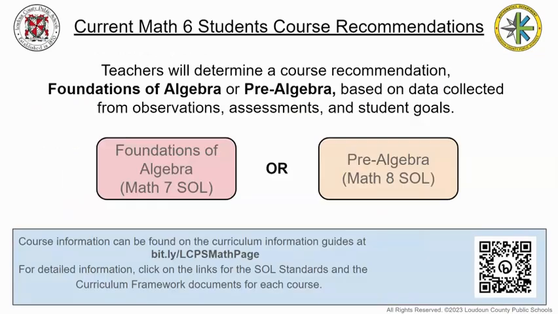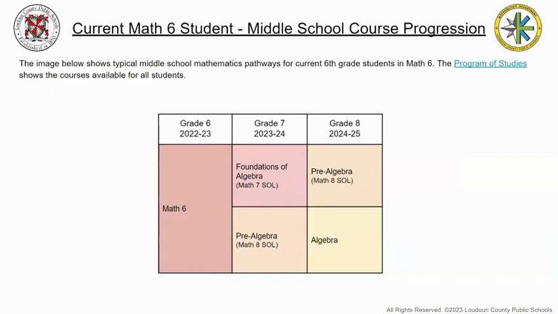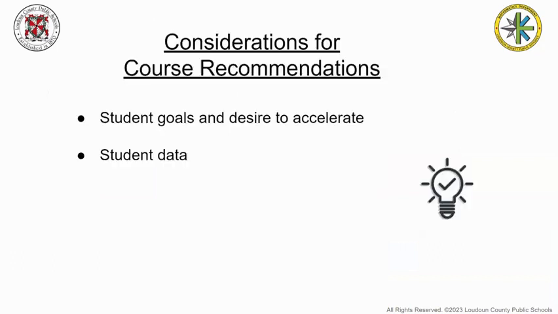For current Math 6 students, teachers will determine a course recommendation for each of their students. The recommendation will be for Foundations of Algebra or Pre-Algebra. To learn more about these courses, use the QR code or the bit.ly on the screen to view the standards and curriculum framework for each course. This table shown here illustrates the typical mathematics pathways for current Math 6 students. As we shared previously, teachers will use student goals and data to help make a recommendation.